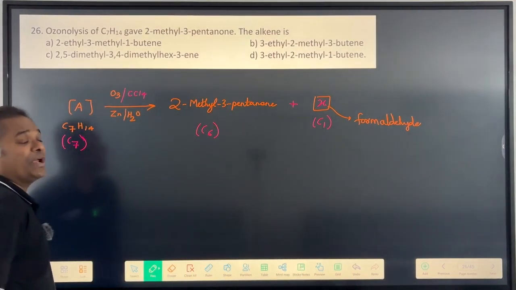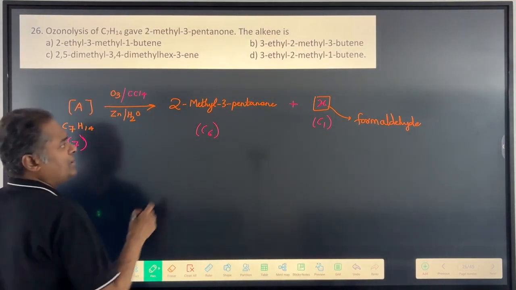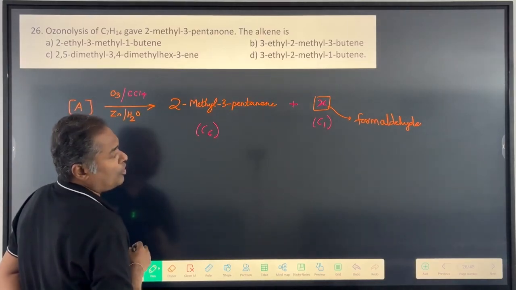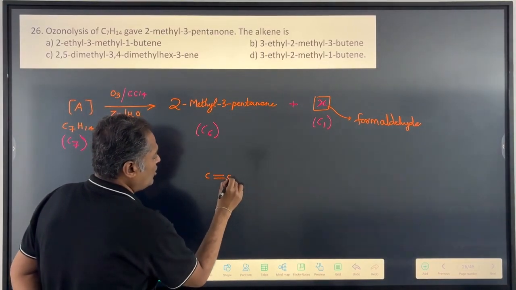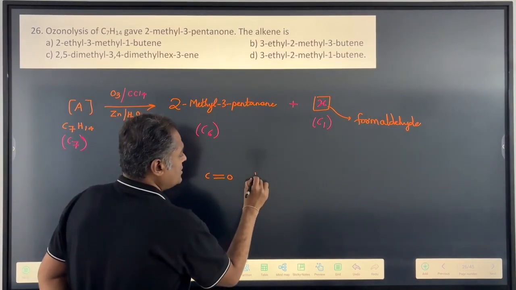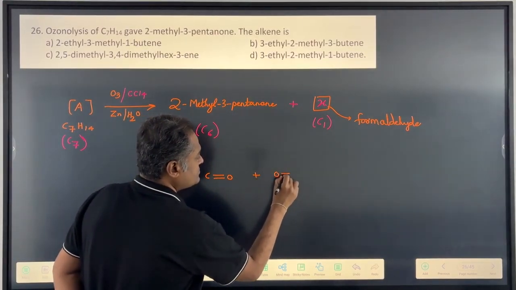So, let us now see how to get it. Now, what is the logic to be remembered? How do you write the structure of this compound? Now, see, in ozonolysis, the logic is what? Write a carbonyl group. Write a carbonyl group, correct?